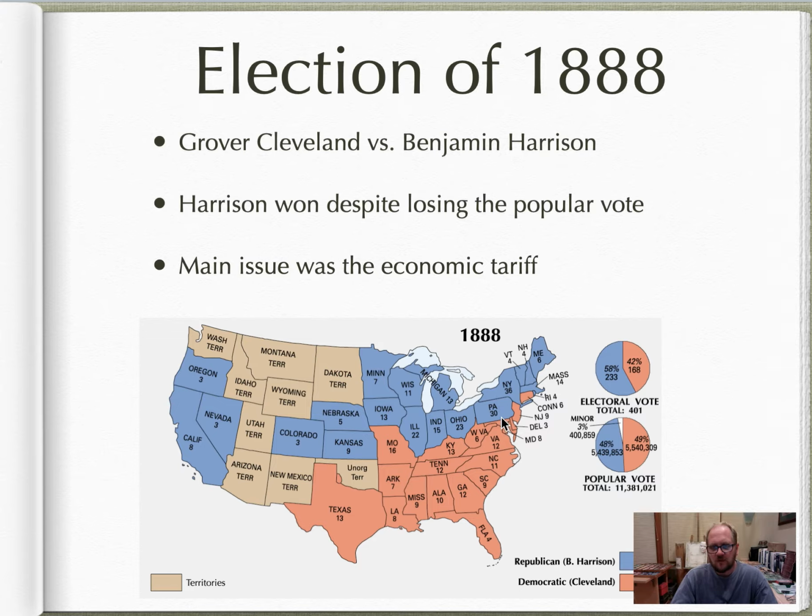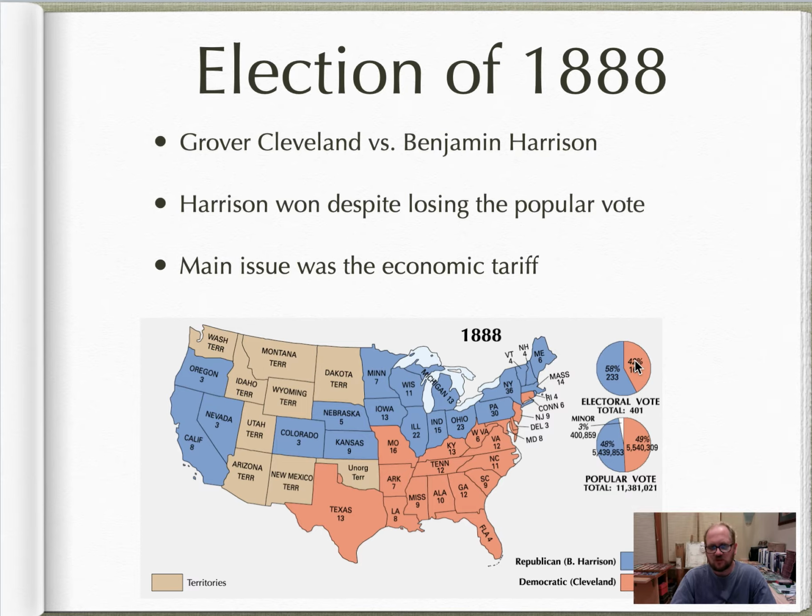So basically, if you take New York off of Harrison and put it into Cleveland, Cleveland will win this election. So New York, again, is one of these swing states, these flip states. It goes back and forth.